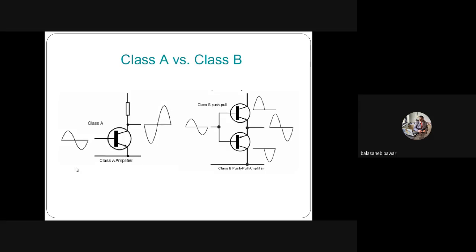Then the next slide is the comparison between class A and class B. I think our time is also over, so the remaining slides we will continue from the next lecture. Okay.